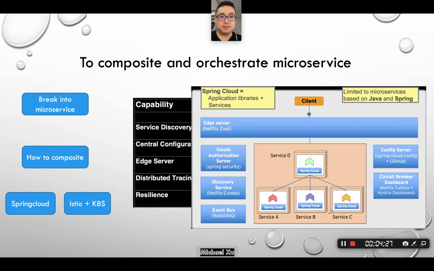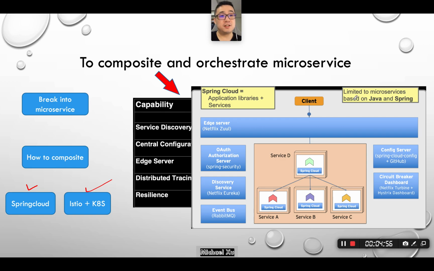So since we've considered how we're going to break the monolithic application into microservices, now let's talk about how we composite and orchestrate those microservices. So usually there are two different frameworks that we can follow. The first one is Spring Cloud. It's really for Java fans. And the second one is Service Mesh, right? That is based on Istio plus Kubernetes. So let's look at the Spring Cloud one first, right?